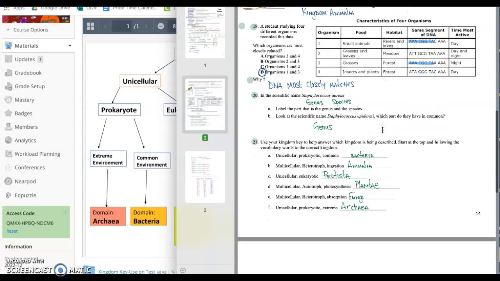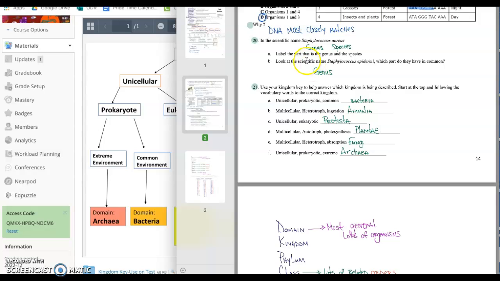So that's why, let's see, in scientific name, Staphylococcus is the genus. Aureus is the species. So it's the genus species. Notice how its first name, the genus, is capitalized, and the species is not capitalized. And it is italicized.